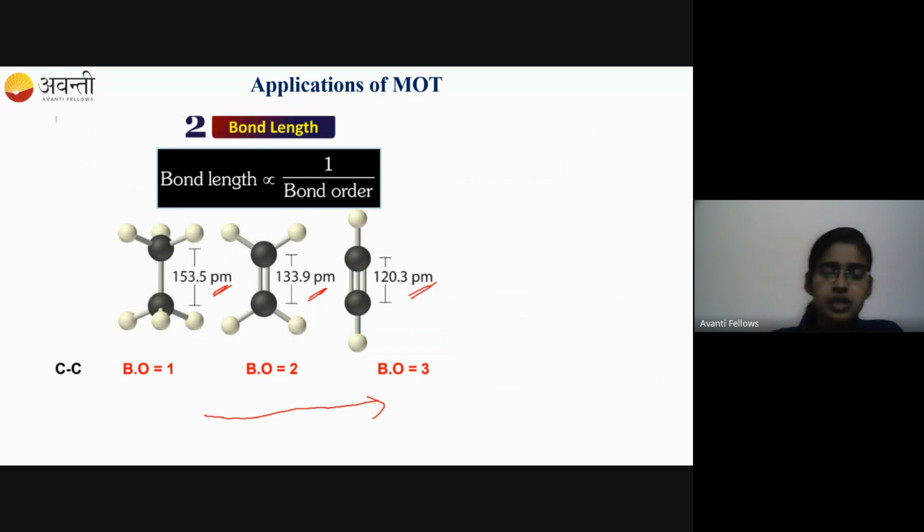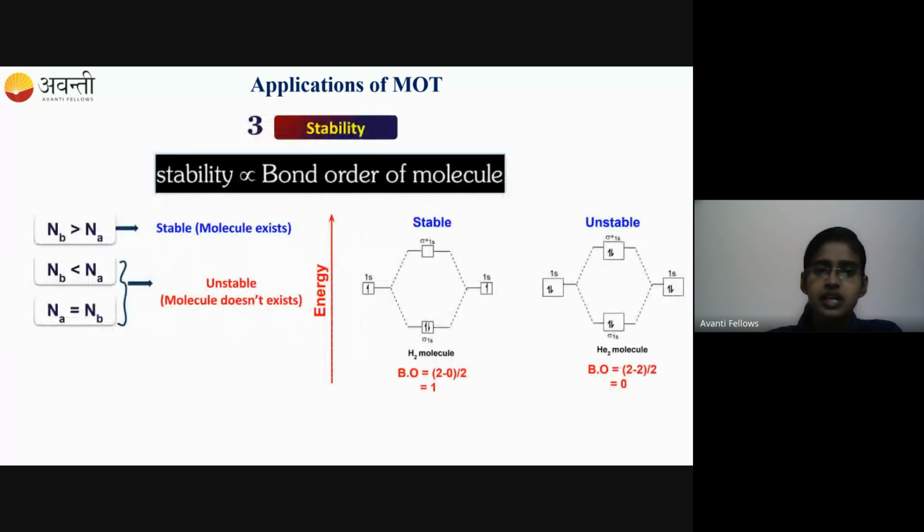Now coming to the third application, stability. Stability is directly proportional to bond order. If the bond order is more, stability is also more. If the number of electrons in bonding molecular orbital is more than the number of electrons in anti-bonding molecular orbital, then the molecule is more stable. If it is less or equal, then the molecule is said to be unstable, or we can say the molecule does not exist. There is an example given here.